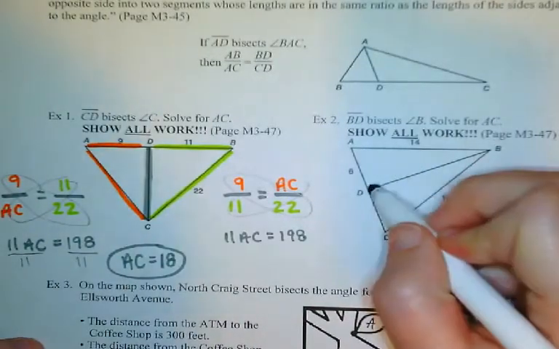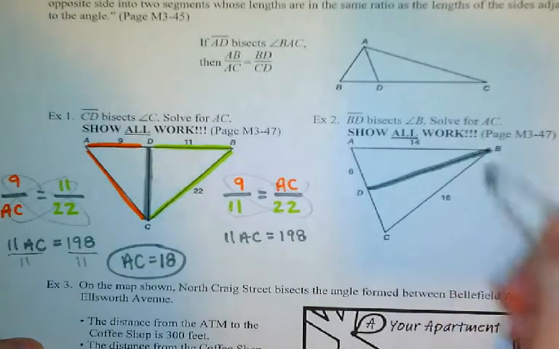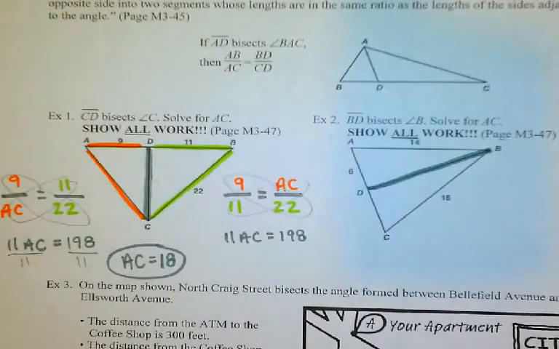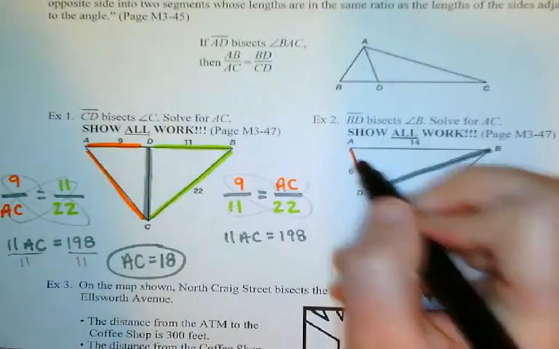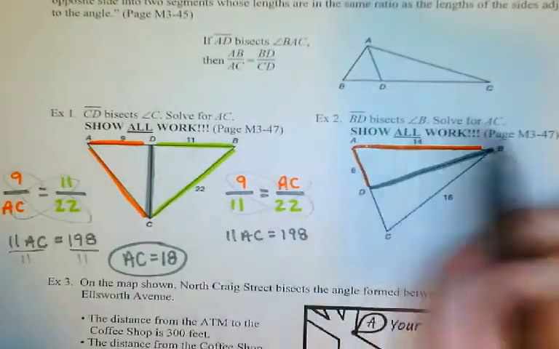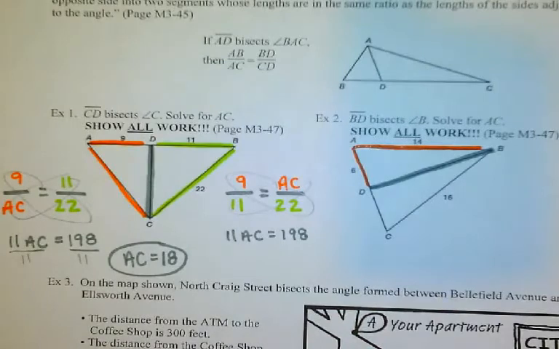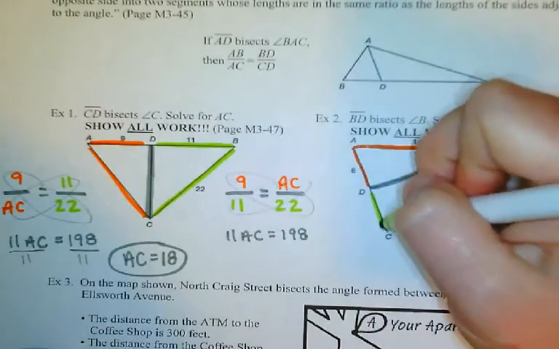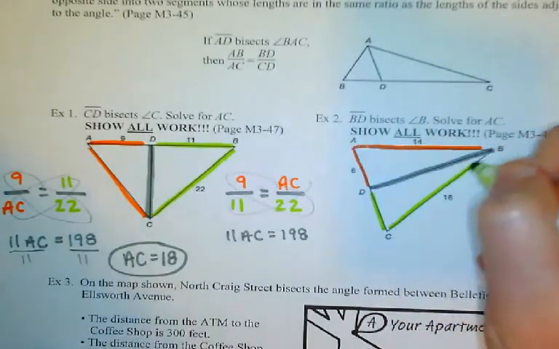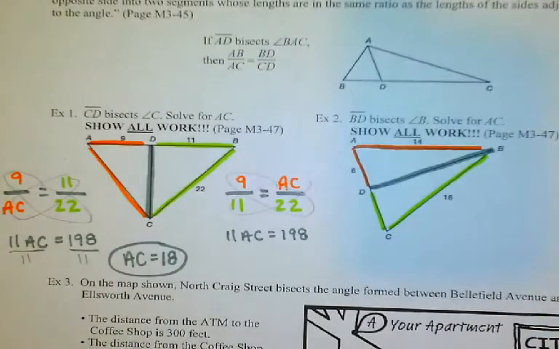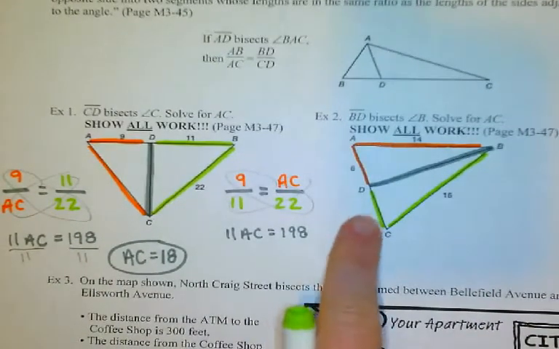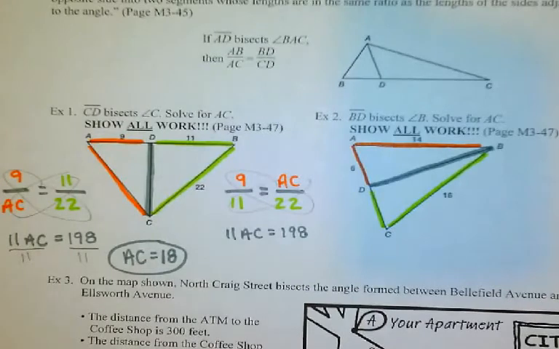BD bisects angle B, so I'm going to highlight that in my dark color. That's going to help me set up my proportion. And now I'm going to color code. One of my triangles, I've got this 6 and this 14. And then in the other one, I've got DC and 16. So I'm only missing one side, DC, right here. So I'm going to go ahead and set up my proportion.